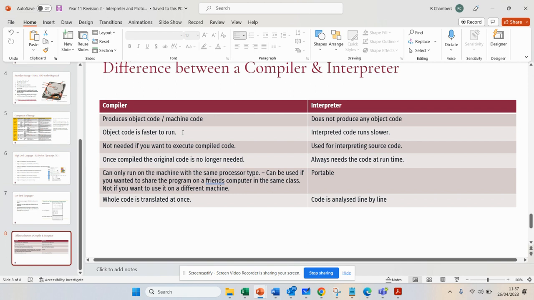But interpreted code does it line by line rather than the whole thing at once. So you tend to end up with this issue where it crashes when it gets to a certain line, but it is more portable. Think about it. If I've made my code and I use an interpreter, when I go home, I can still test it out there. All right. Used for interpreting source code, it always needs the code at runtime. So it needs the full code at runtime. You can't just say, oh, I've written this piece of software and give them the object code and expect it to run on another machine. You need the code before you can actually physically run it.